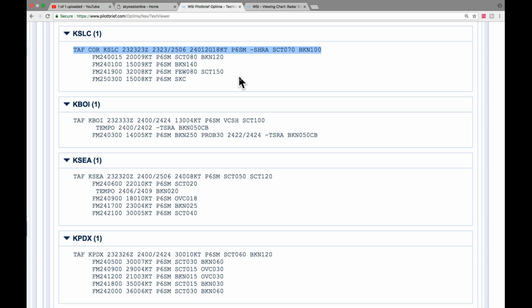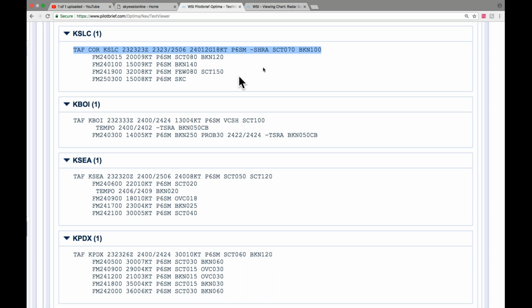So it's out of Salt Lake City on the 23rd at 23:23 Zulu. I don't know what the next numbers are. Okay, we can skip them. But then the wind is coming from 240 degrees at 12 knots with 18 knots for the gust. I don't know what P6SM is, but then light rain showers. Scattered clouds at 7,000 feet and broken clouds at 10,000 feet.